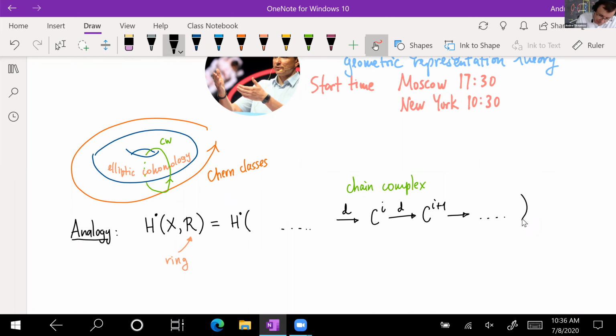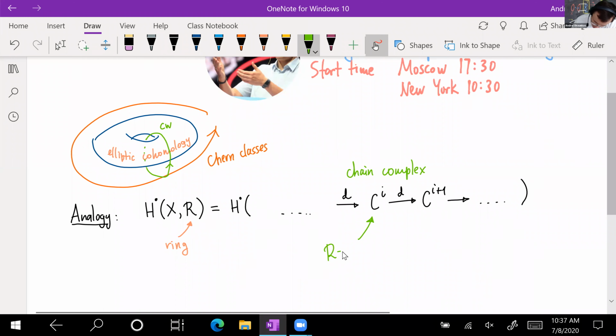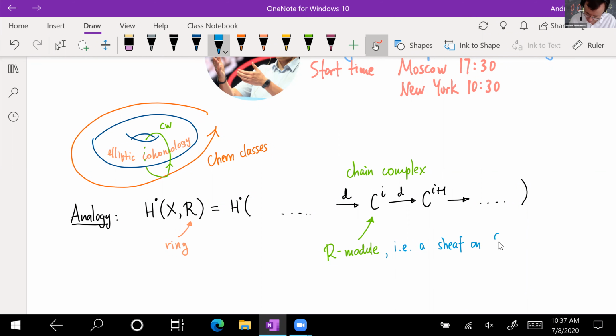And each term of this complex is an R module. In fact, usually it's written to be a free R module, but it's not so particularly important for us. And so in particular, it is a sheaf on Spec R. So R is a ring, has a spectrum, and so an R module is a sheaf.